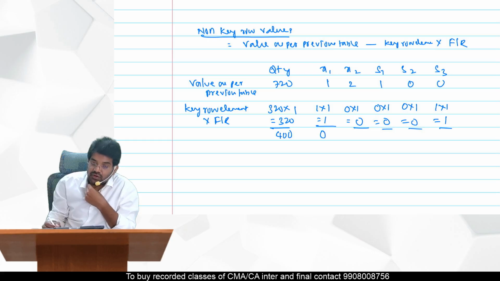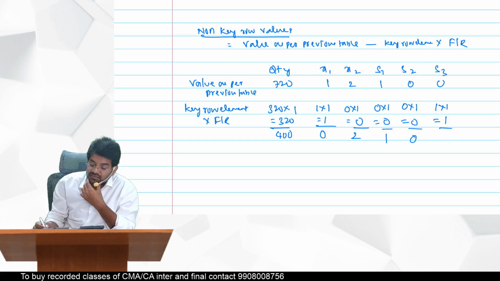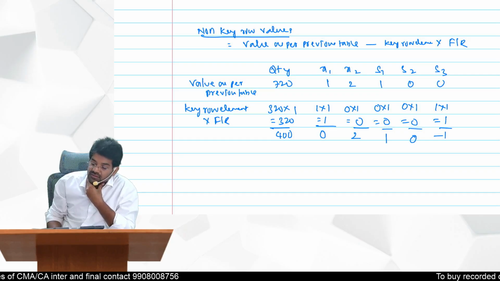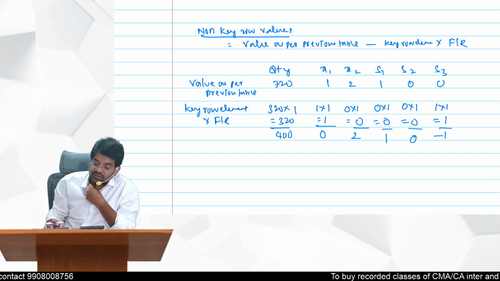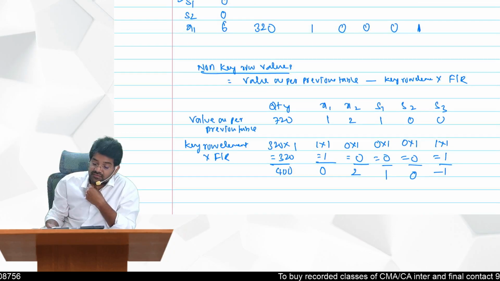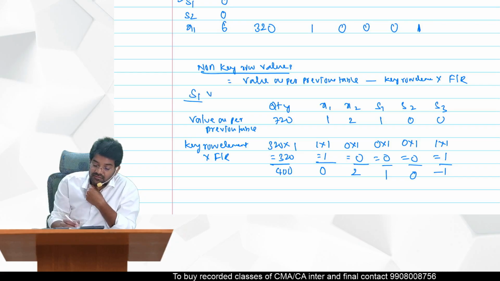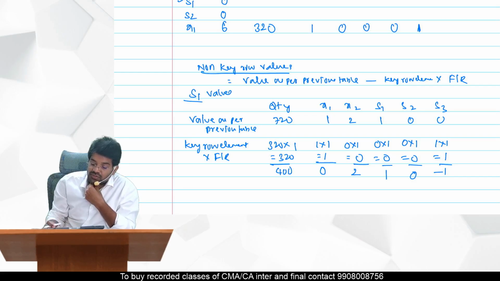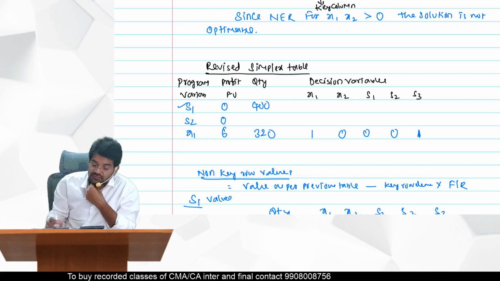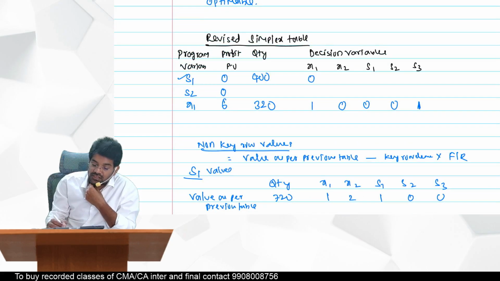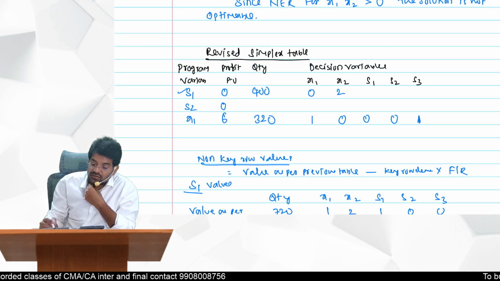So I told you it will become 0, key row. 2 minus 0, 2, 1, 0. And here it is minus 1. 400, 0, 2, 1, 0, minus 1. So this is what we should write. First, this is S1 values. So in S1 we should write this. Now 400, 0, 2, 1, 0, minus 1.